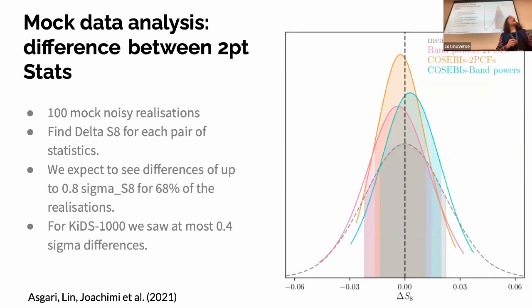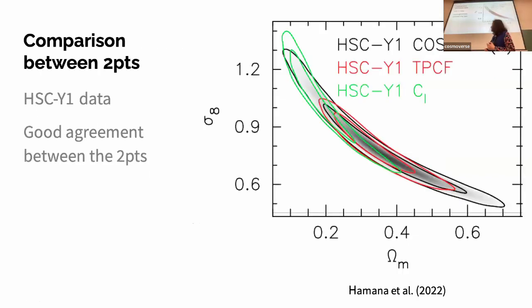So if you see, I don't know, 2 HSC papers, and one of them is giving you one result, and one giving you another result, and they're using different 2-point statistics, if it is within 1 sigma or so, it's not surprising. You can easily get this kind of differences because of just noise realization. And in fact, in HSC year 1, they also looked at the consistency between the different 2-point statistics. You can see that they move along the degeneracy, but they're all roughly on top of each other.